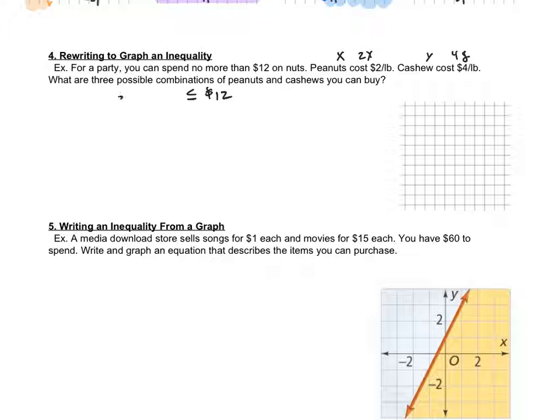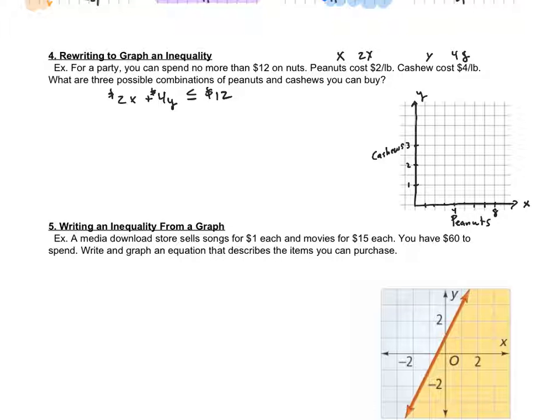So we have 2x plus 4y must be less than or equal to $12. And of course, these are dollars. So we could find our limits. Finding our limits would be finding our intercepts.